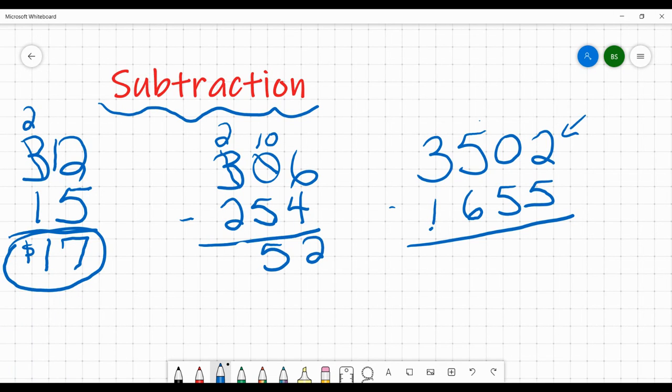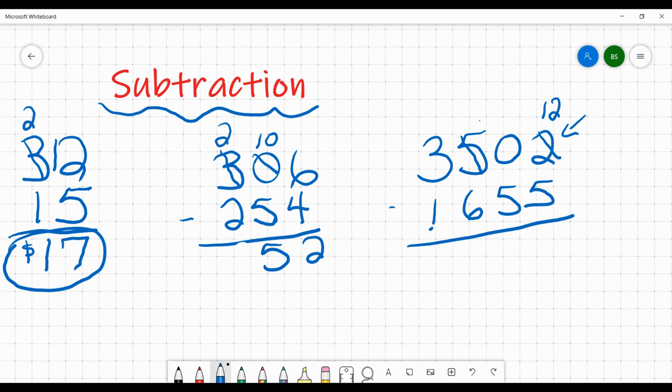Okay, so can we subtract 5 from 2? If we have $2, can I give away 5? No. So we need to borrow from our neighbor. Okay, so in this case, we're going to go ahead and borrow 10 from the tens place. Okay, well, a 0. So I borrowed from my neighbor, but my neighbor didn't have any either. So he needs to go to his neighbor and borrow from him as well.